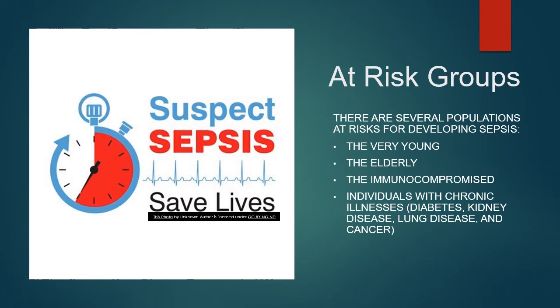At-risk groups. There are several populations at risk for developing sepsis: the very young, the elderly, the immunocompromised, individuals with chronic illnesses such as diabetes, kidney disease, lung disease, and cancer.